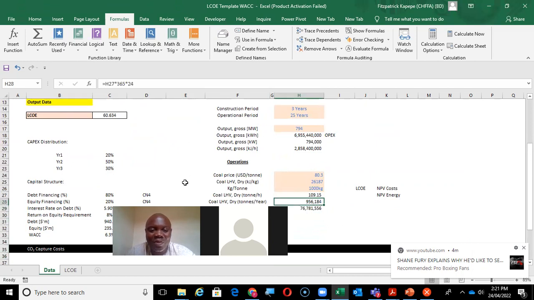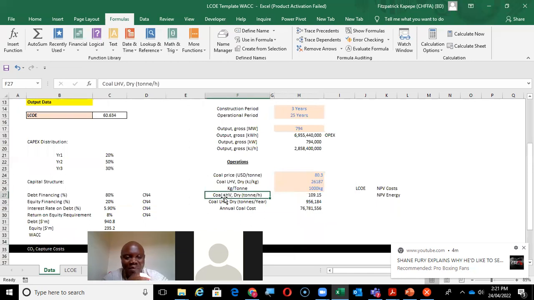Now coming to the area of controversy before we look at our LCOE. If you remember yesterday, the controversy we had was on calculating the tonnages, and we were getting this 109. Do you remember?